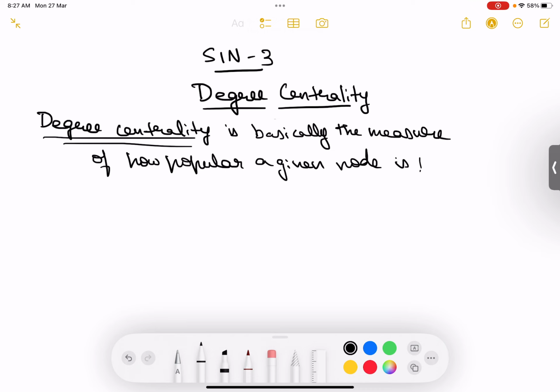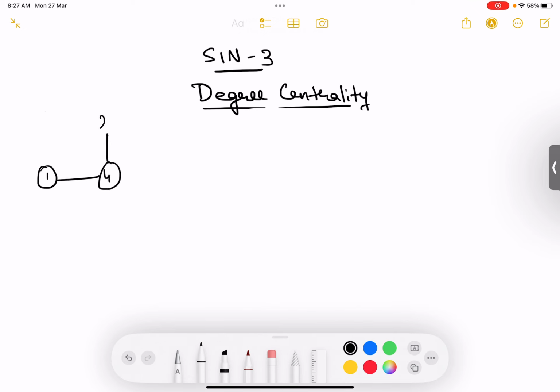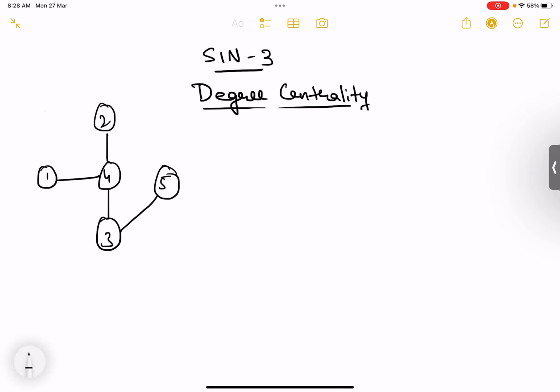Now let us take a sample graph and look at how we can calculate the degree centrality for each node of the graph. Let us take this graph. We are taking an undirected graph here. In the previous video, we discussed what directed and undirected graphs are. If you haven't yet watched that, please do go ahead and watch it. The link to this entire playlist of social information network videos is given in the description below.